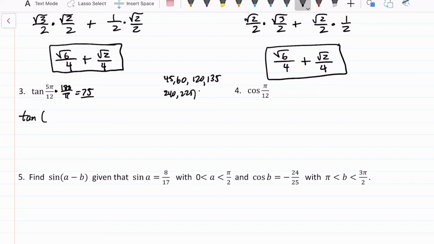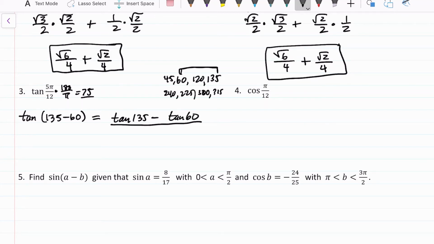240, 225, 300, and 315. I will be using these two. So I will be using 135 minus 60. There are other ways to do this, but those are the ones I've chosen to use. That will give me tangent of 135 minus tangent of 60.